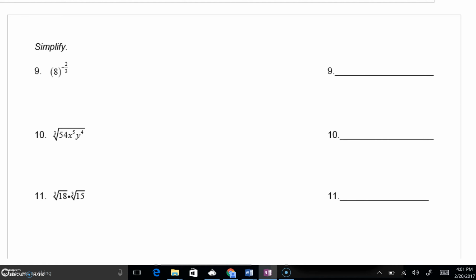Picking back up with our Algebra 2 practice test, looking at the second page, lots of simplifying radicals and exponents, like number 9, 8 to the negative 2/3. One way you could do this, realize that negative exponents mean take a reciprocal, just like we did on the front page. However, you could notice that this fractional exponent is really a radical. This would be the cube root of 8 and then squaring it.